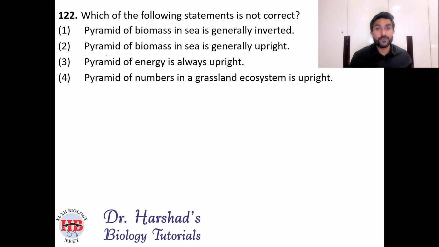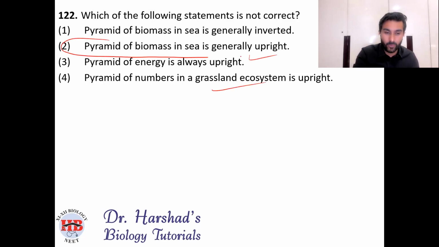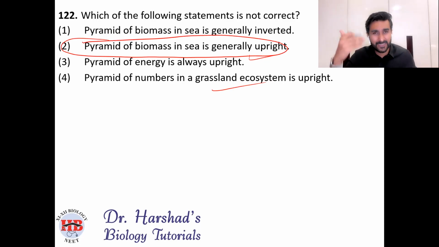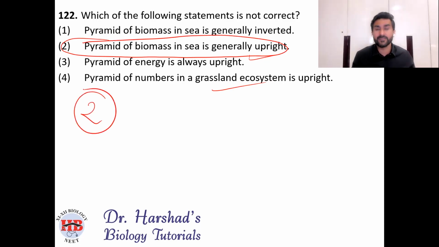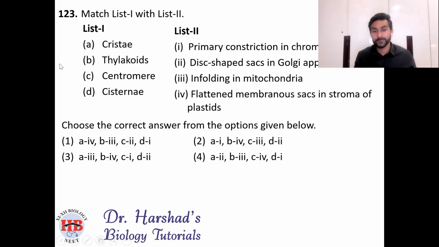Which of the following statements is not correct? Pyramid of biomass in the sea is generally inverted. Yes, the pyramid of biomass in the sea is generally inverted. So it's a correct statement. Energy pyramid is upright, correct. Numbers is upright, correct. This is obviously incorrect. If we say statement 1 is correct, obviously statement 2 becomes incorrect. So the answer would be 2 in this case.